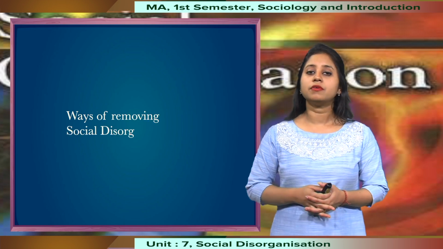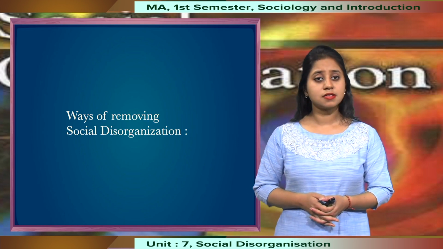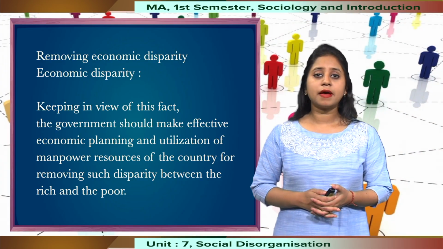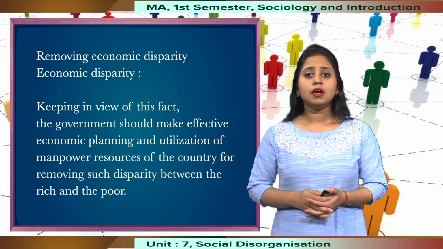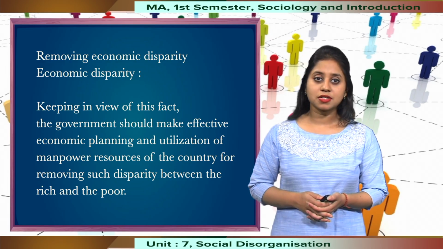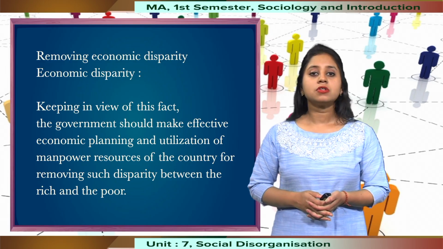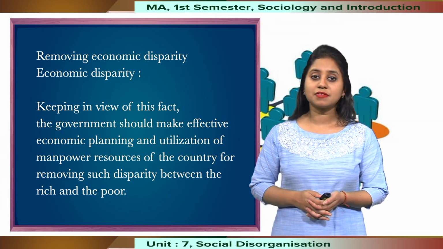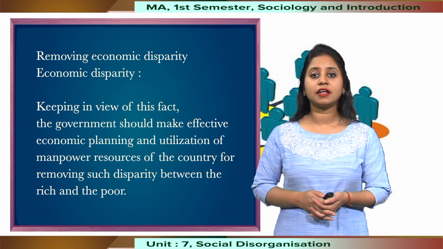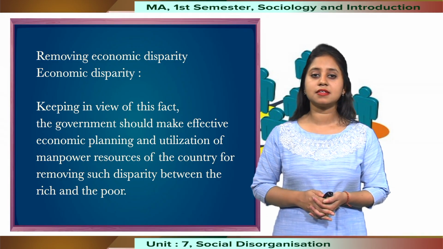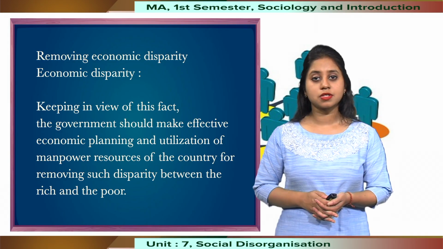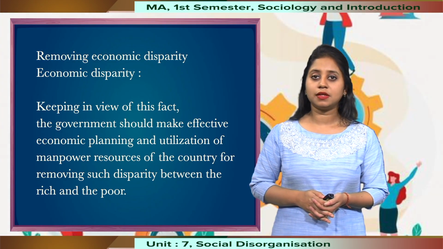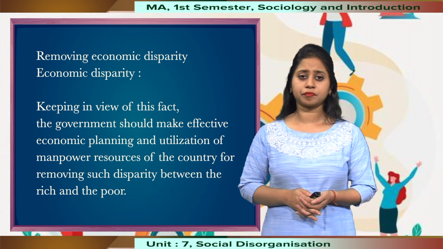Now, how do we remove social disorganization? Let us discuss some of the ways. Removing economic disparity could be one of the ways. Economic disparity in a modern society is a major cause of concern to society as a whole. Keeping this in view, the government should make effective economic plans and utilize the manpower resources of the country for removing such disparity between the rich and the poor.